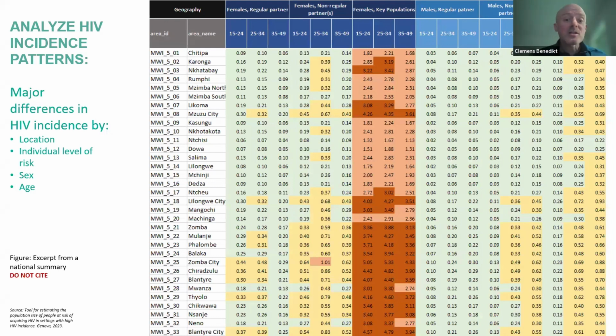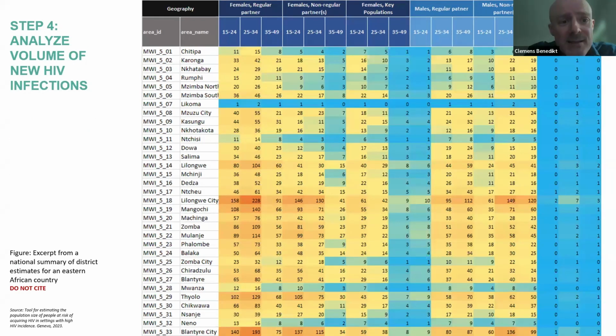But it's important not just to look at the rates. In the next slide, we see the absolute numbers. And that gives us a different picture, showing that in terms of absolute numbers, the largest numbers of new infections are among women with non-regular and regular partners, in the 15 to 24 and 25 to 34 age groups, so young adult populations accounting for the bulk of new HIV infections.